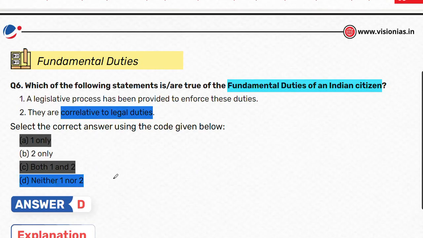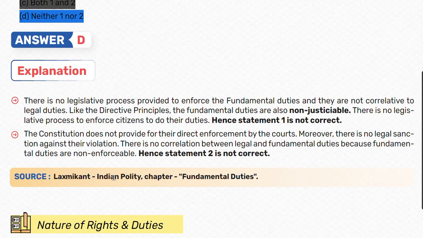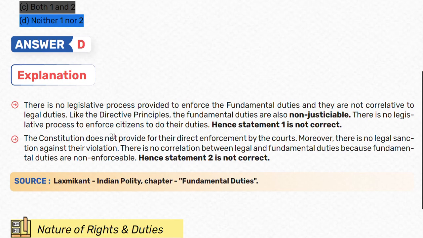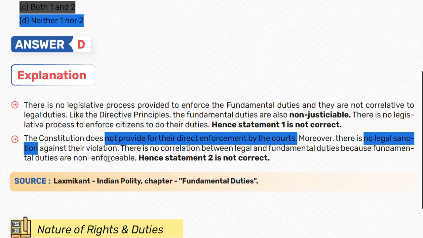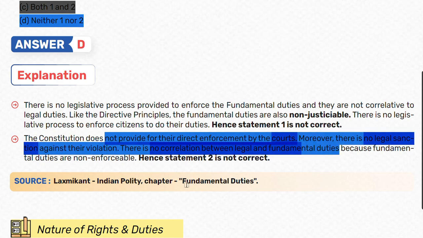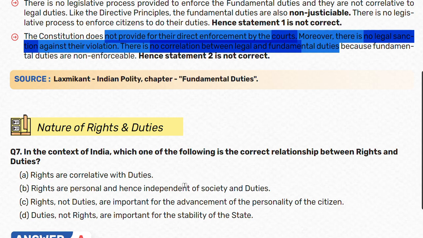Correlative. So let us see the explanation. The Constitution does not provide for their direct enforcement by the courts. Moreover, there is no legal sanction against their violation. There is no correlative relation between legal and fundamental duties because fundamental duties are non enforceable. So D will be the correct answer. Now let us move to the next question.